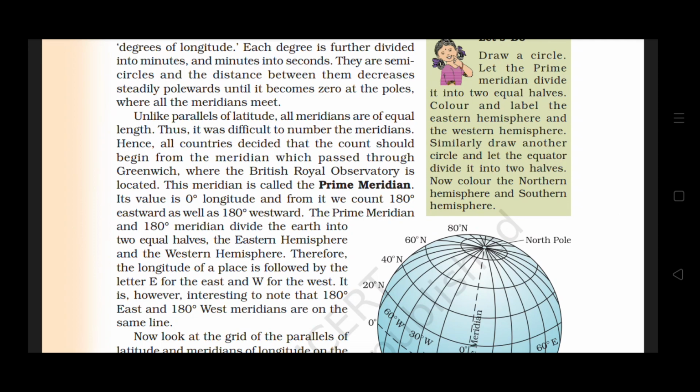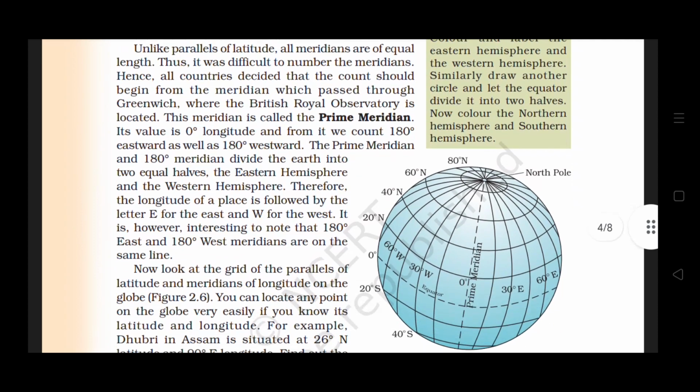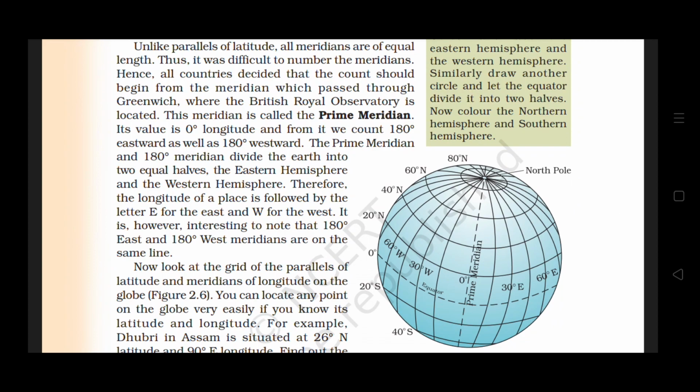It was difficult to number the meridians, obviously, because they have a different set of orientation. So all countries decided that the count should begin from the meridian which passes through Greenwich, where the British Royal Observatory is located. Now you might be wondering why the east side of the earth is called east side, and why the west side is called the west side. Because it was decided by all the countries that the line which passes through Greenwich, where the British Royal Observatory is, should be considered as the imaginary line which would divide the earth into the east and the west side.